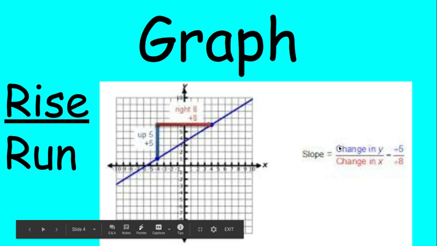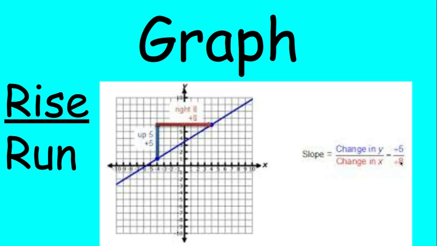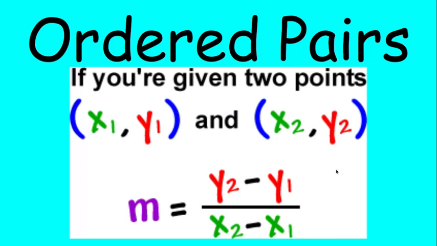So another way to say rise over run is change in y over change in x. So we have positive 5 over positive 8, or the slope of this line is 5/8. The third way we have computed or found slope this year was through ordered pairs.